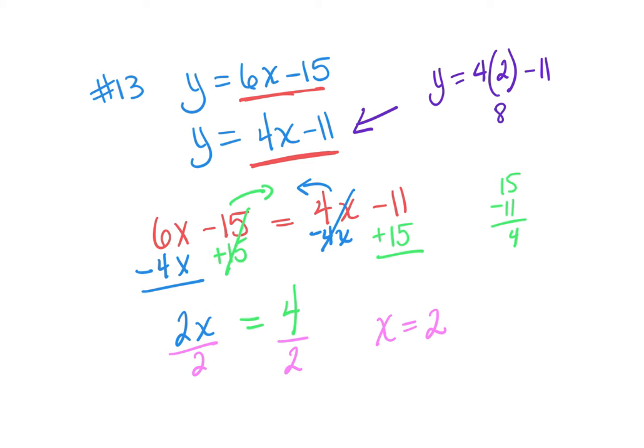4 times 2 is 8. 8 minus 11. Remember, you can subtract the other way. 11 minus 8, right? And that's going to give us 3. But because my 11 was the negative, it's going to be negative 3. Y equals negative 3. 8 minus 11. And so now that I know my x and my y, I'm just going to write it. My x and my y is my answer.